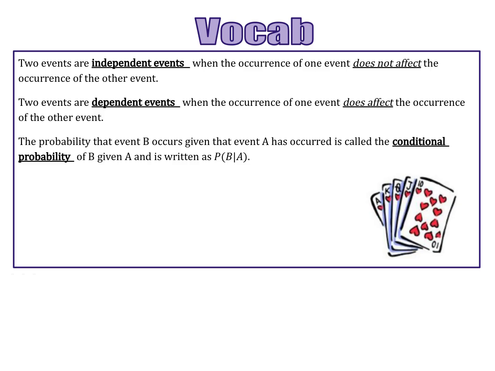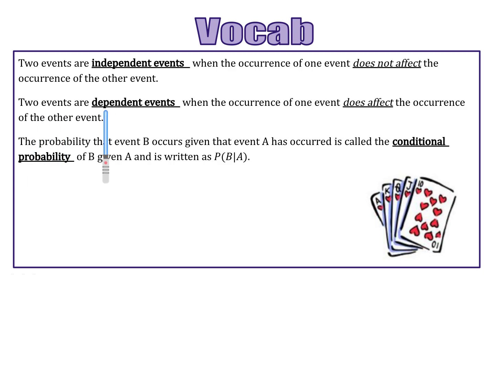Let's start by defining independent and dependent events. Two events are independent if one occurring doesn't affect the other occurring. So if I roll a die and I flip a coin, what happened when I rolled the die doesn't affect what would happen when I flipped the coin.